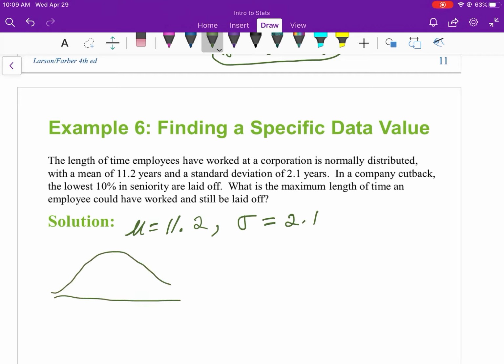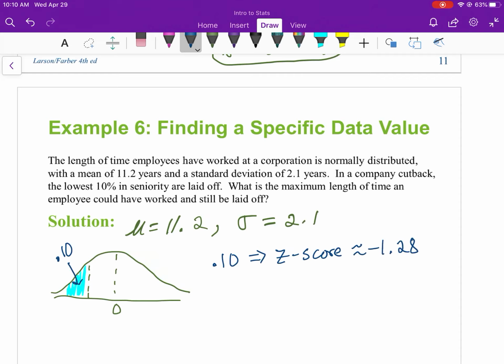So if we look at our graph, here's 0. The lowest 10% are laid off. So I'm going to say this is my lowest 10% right here. Okay, so I'm going to be looking at 10% in my table. That's a Z-score of about negative 1.28.